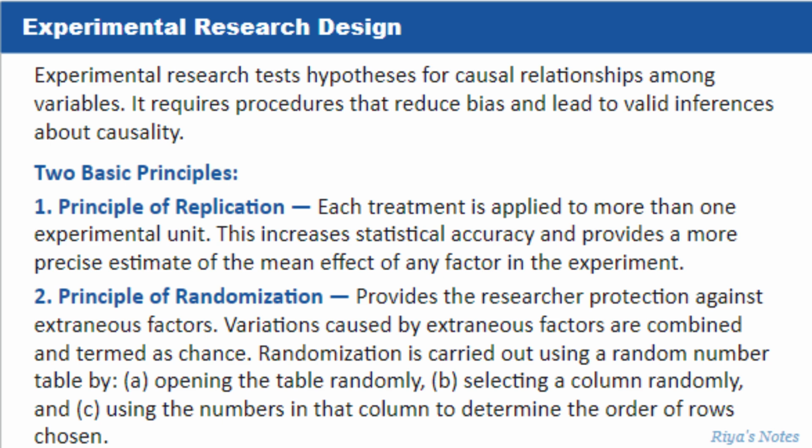Randomization is carried out using a random number table by: A. Opening the table randomly, B. Selecting a column randomly, and C. Using the numbers in that column to determine the order of rows chosen.